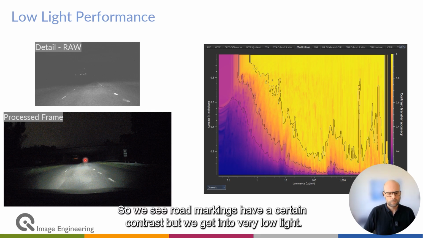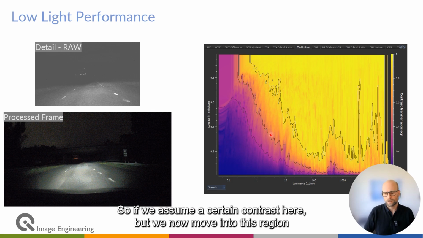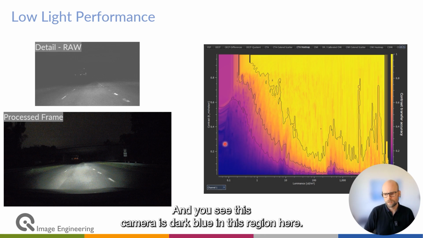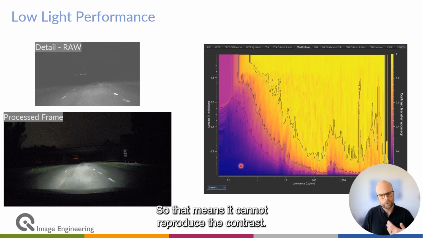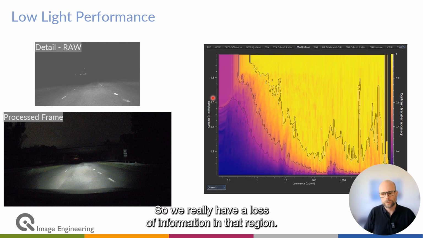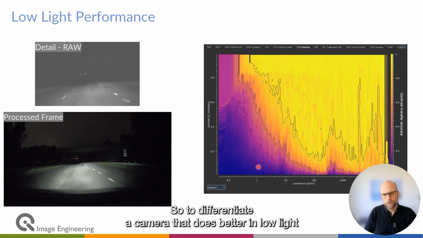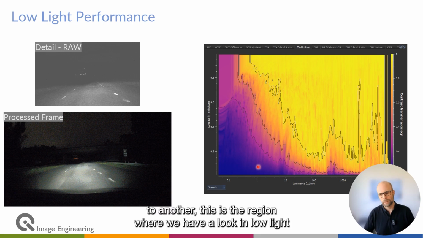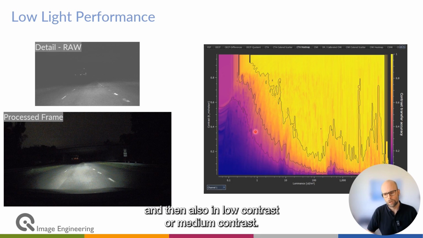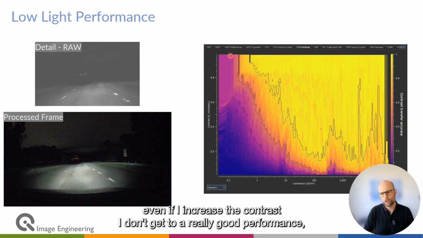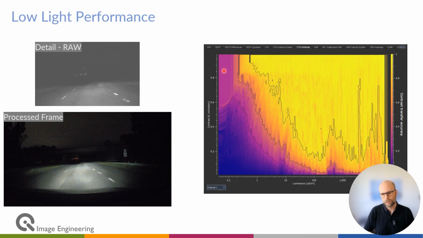So we see road markings have a certain contrast, but we get into very low light. So if we assume a certain contrast here, but we now move into this region where it gets very, very dark, you see this camera is dark blue in this region here. That means it cannot reproduce the contrast, it cannot maintain the contrast. So we really have a loss of information in that region. To differentiate a camera that does better in low light from another, this is the region where we have a look. Low light, and then also in low contrast or medium contrast. But we see anyway, even if I increase the contrast, I don't get to really good performance, I'm still here at like 20% CTA. So that's how we can see this map.